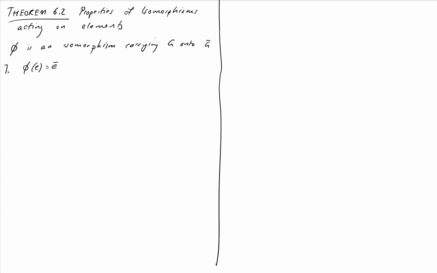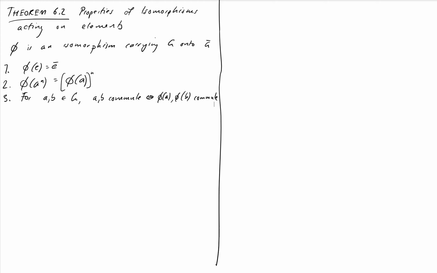So the first property is that phi maps the identity of G onto the identity of G bar. So that always has to happen. Second property says that phi of a to the power of n is equal to phi of a all to the power of n. Now this is just a simple consequence of operation preservation being carried out a number of times in succession. Next property is a property about when two elements commute. So if a and b commute in G, this is exactly equivalent to whether or not phi of a and phi of b commute in G bar.